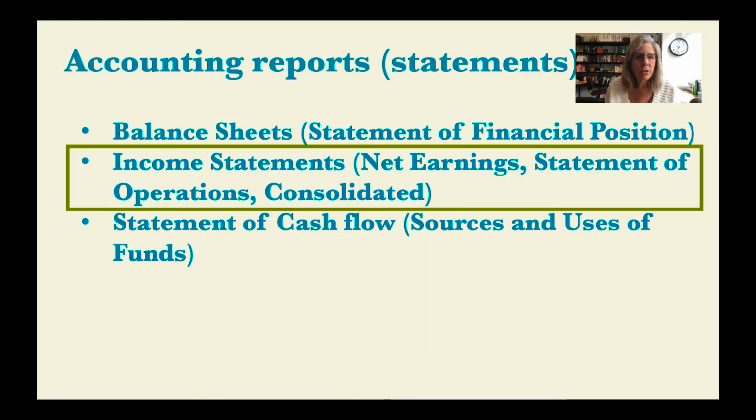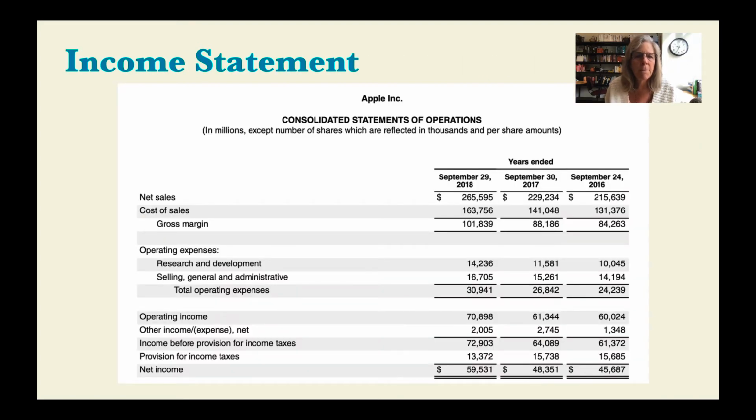The next thing we're going to look at is income statements, or net earnings, or statement of operations consolidated. There are many, many ways of saying this, but it's really asking what is the profit for the company. Now, again, this is Apple Corporation looking at their profit for each of a 3-year period.